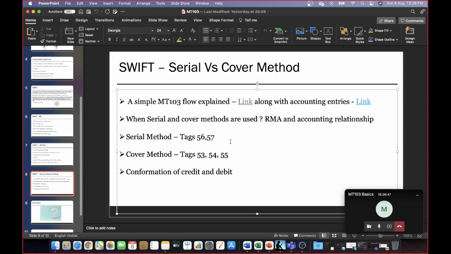RMA is Relationship Management Application. So it is like a permission that we give to another bank to send us payment. So if I'm a bank and you are a bank, I will give you permission to send MT103 or 1 series and 2 series. So you must have it in your IT ecosystem. When you send a payment to me, you must check if you have an RMA with me. If you do not have an RMA, you cannot send a payment to me. So that's RMA.